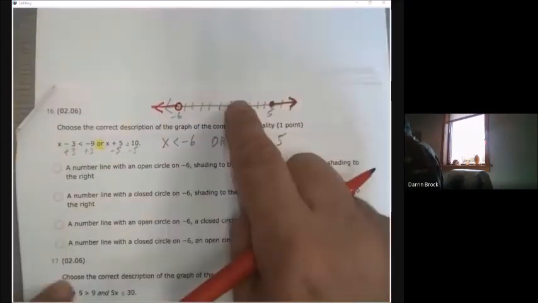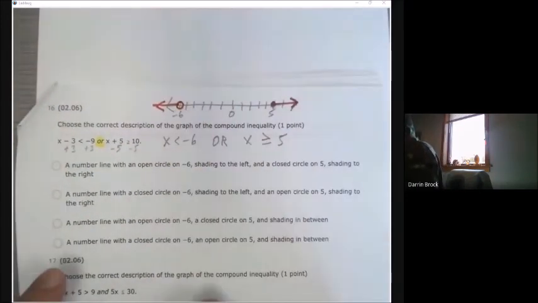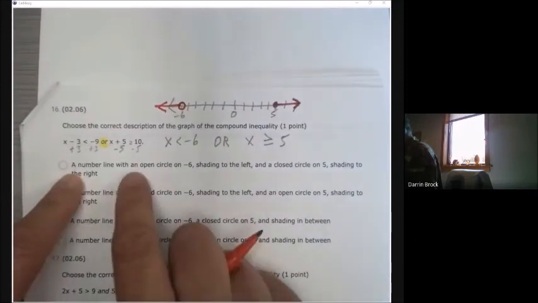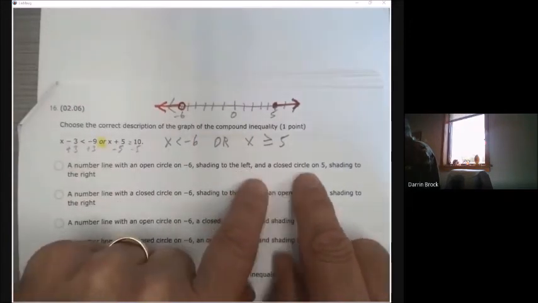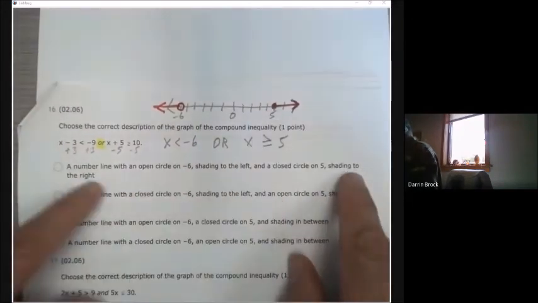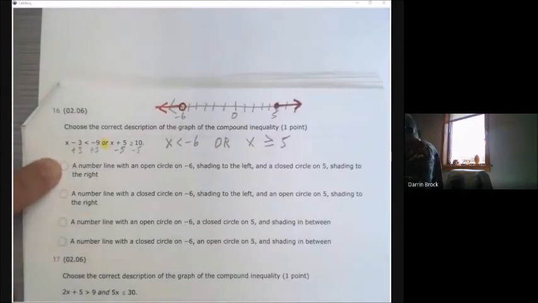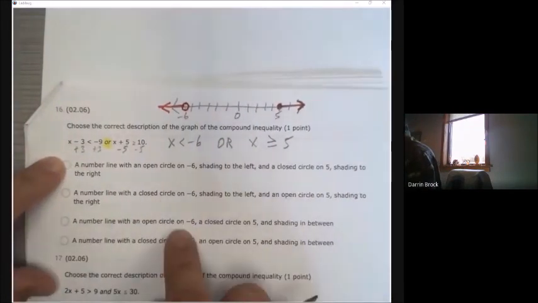So what is the description for this? A number line with an open circle on negative 6. Yes. Shading to the left. Yes. And the closed circle on 5, yes, shading to the right. It looks like this is our answer right here. I'm just going to verify I'm not reading something wrong.